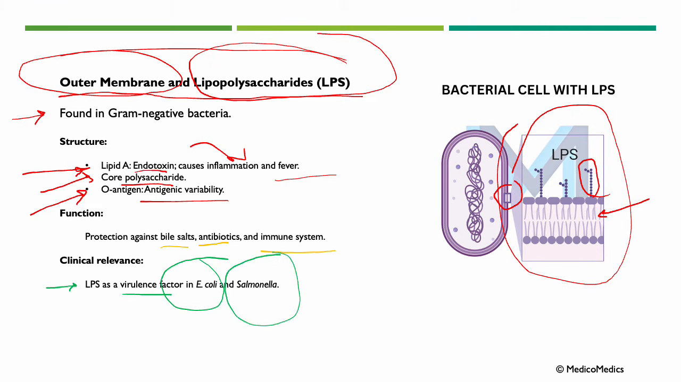So all in all, gram-negative bacteria have an extra outer layer acting like a shield, so it protects it, making it harder to destroy and kill. But also, it contains LPS, lipopolysaccharides, which is a molecule that can cause severe inflammation and fever in humans when these bacteria infect us.